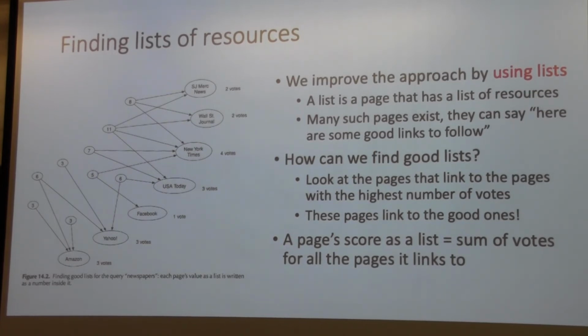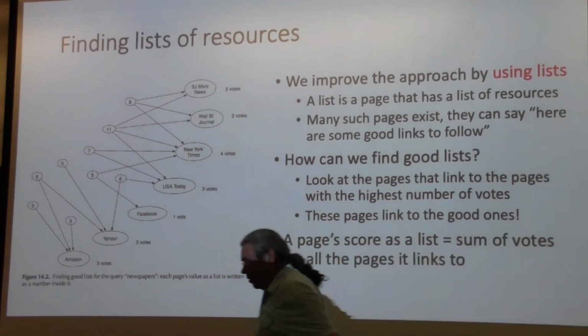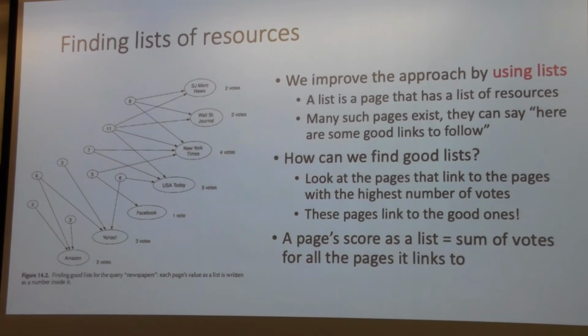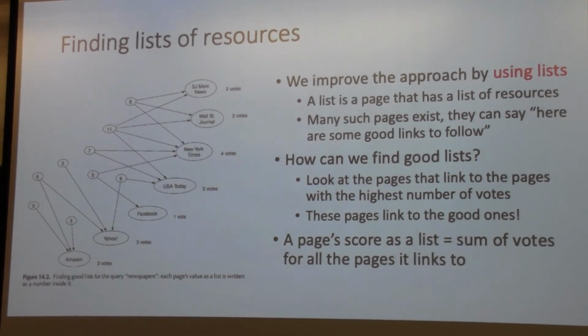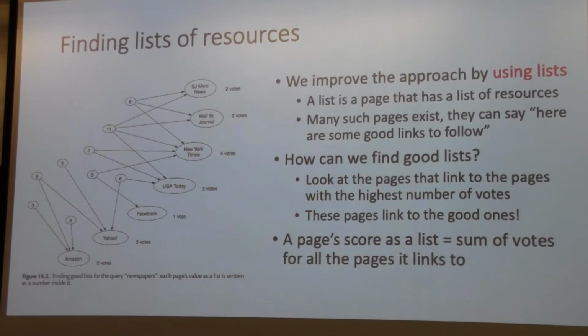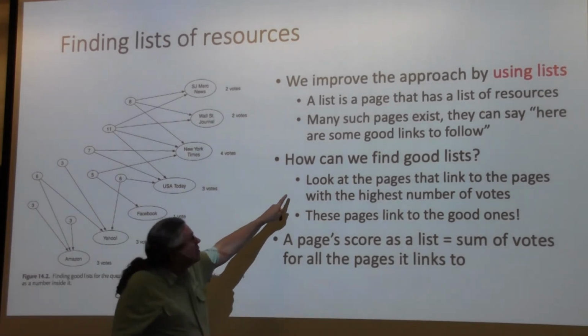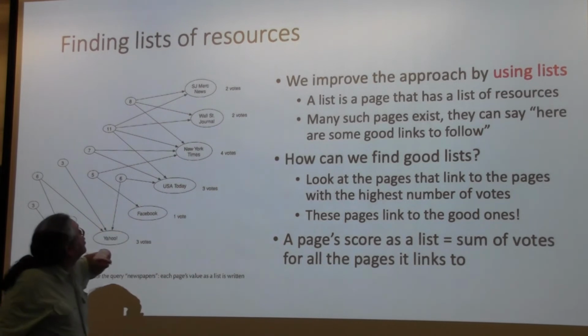But now, let's look at the other directions. The idea is to try to improve this approach, to find an algorithm that will help us. Some pages have lists of newspapers. A list is a page that has a list of resources. For example, here are some good links, and then here are some nice newspapers. How can we find the good lists?